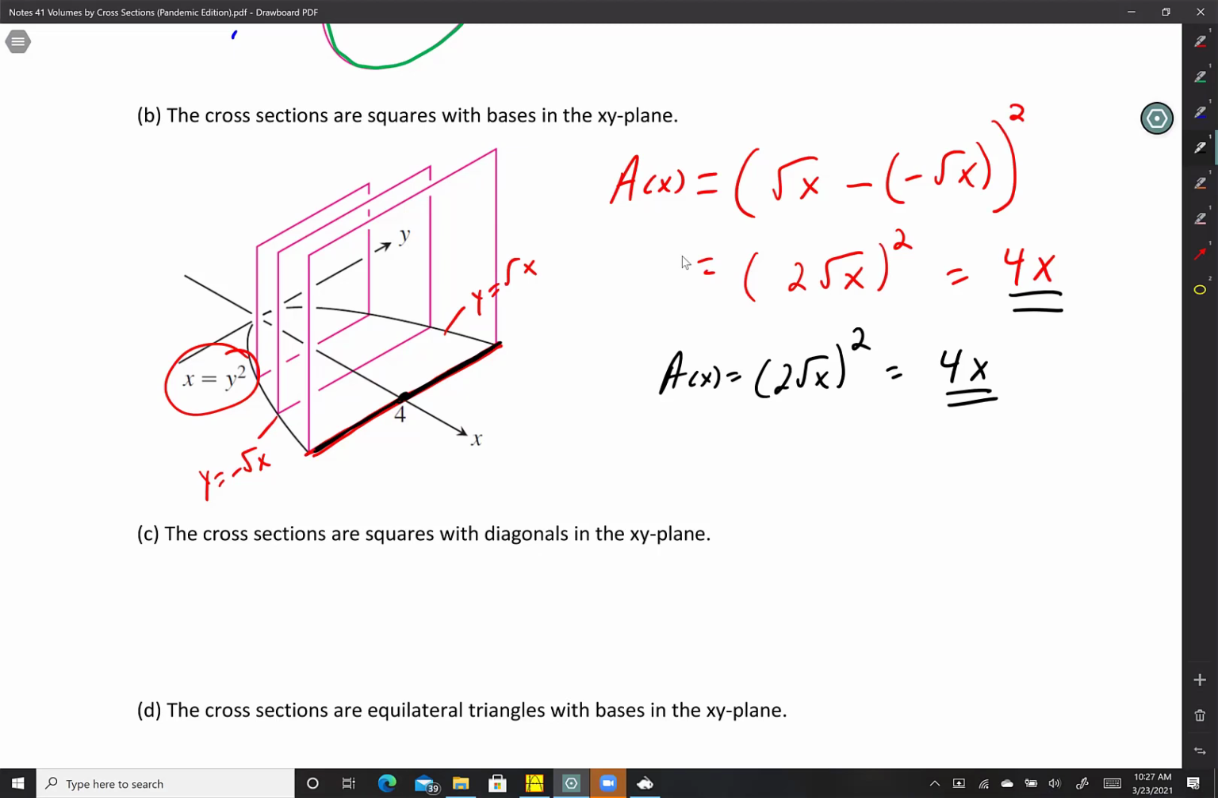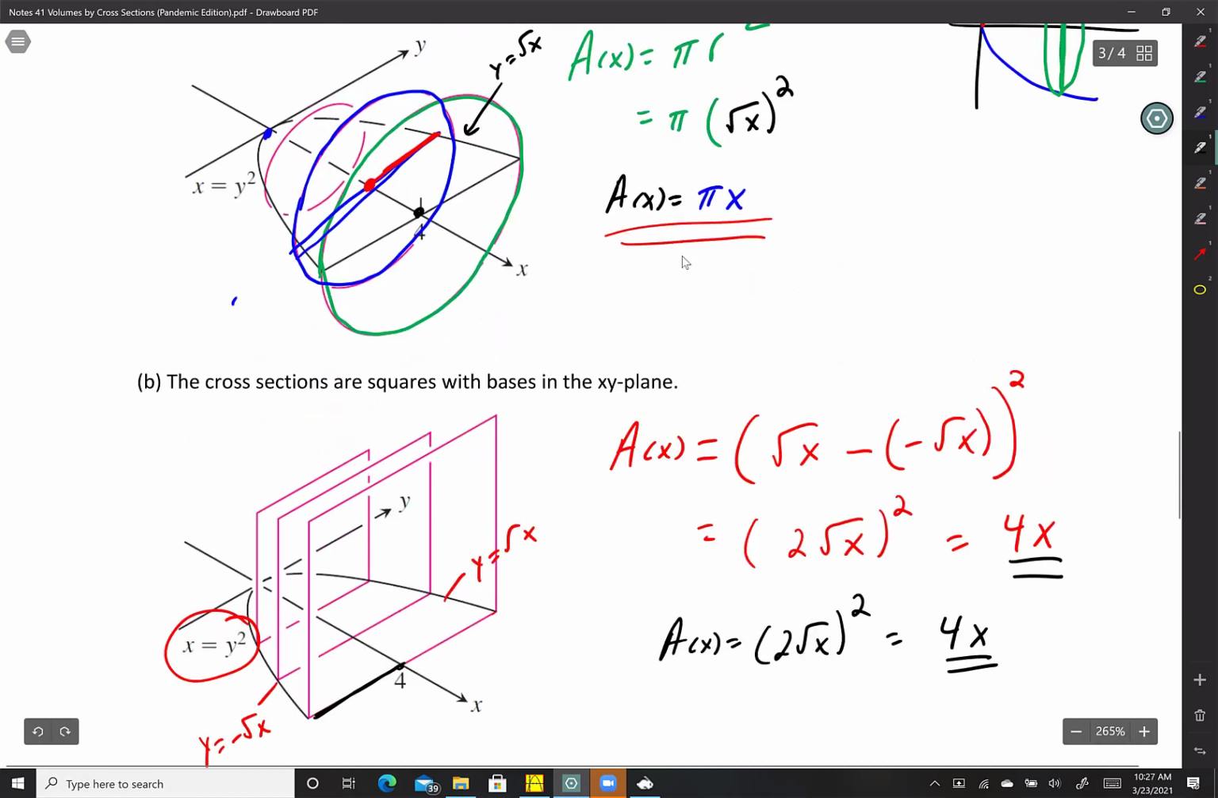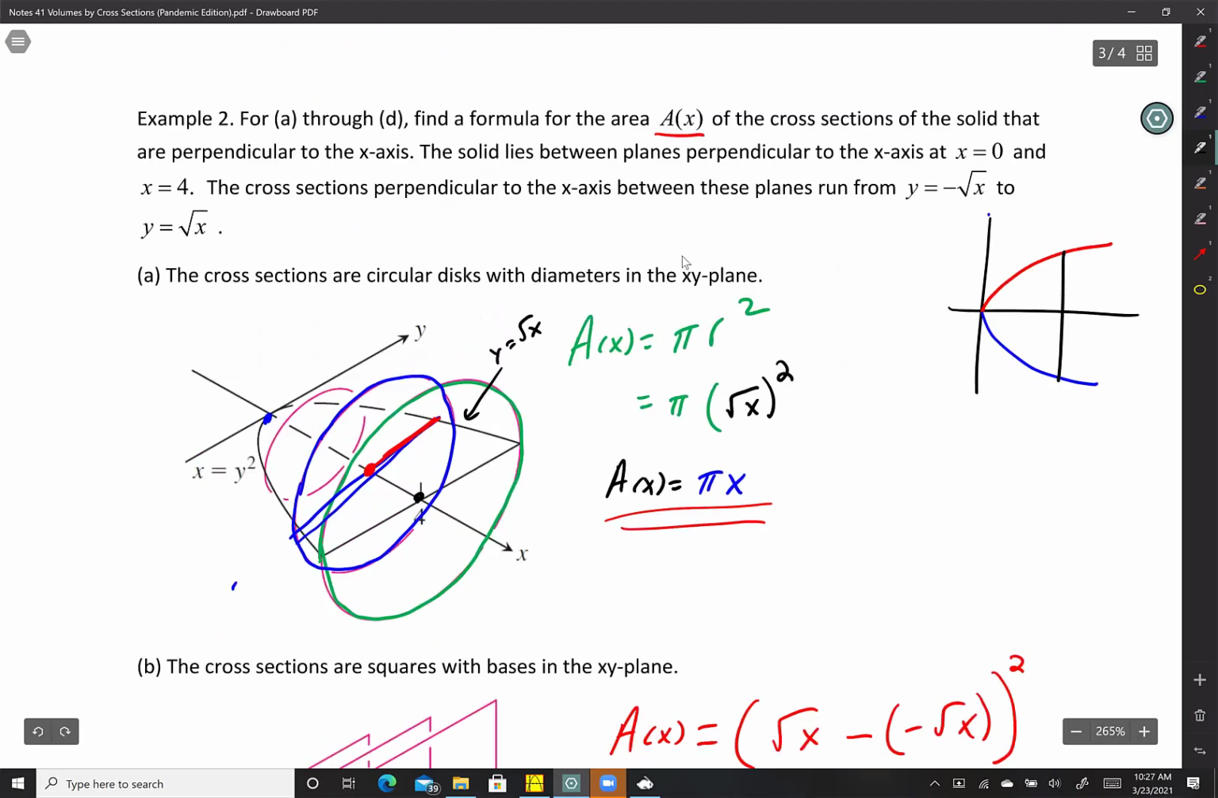Wait, why did you do the upper minus lower? Oh, because of this right here. So maybe this one will help you. Check it out. This cross section right here, that's this part of the square. And because I want to get a side, remember, it's coming out of the paper, I want to figure out what that length is. So this top part is y equals square root of x, this curve here, and this bottom curve is y equals negative square root of x.